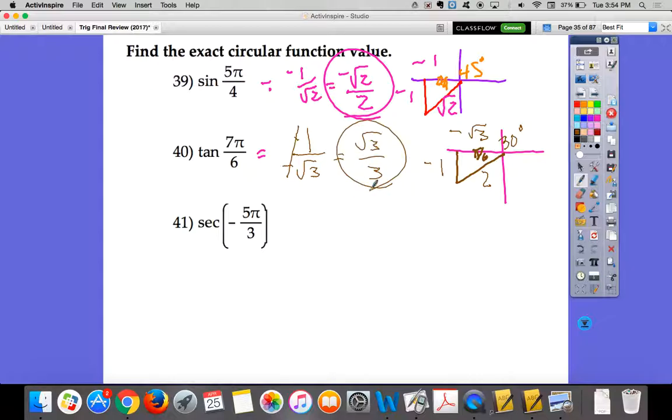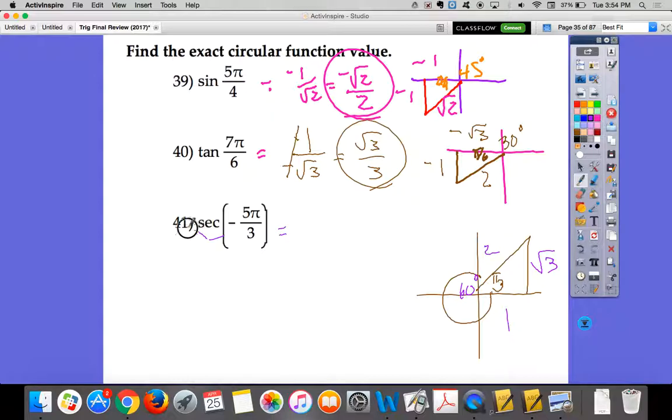Okay. Now we need secant of -5 pi over 3. Notice, negative means we're rotating the opposite direction, and we're almost getting full circle, because full circle would be 6 pi over 3, which is 2 pi. So we're coming back around here, we're in the first quadrant, and our reference angle is pi over 3, and hopefully you're thinking, oh, that's 60 degrees. Opposite the 60, square root of 3, adjacent's 1, hypotenuse is 2, everybody's positive because we're in the first quadrant.